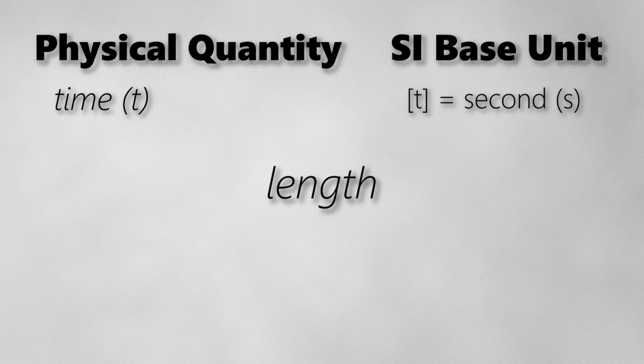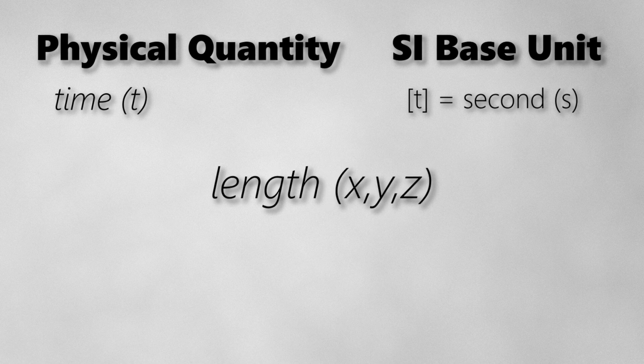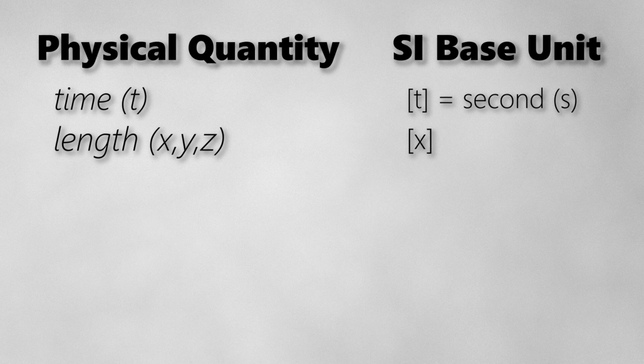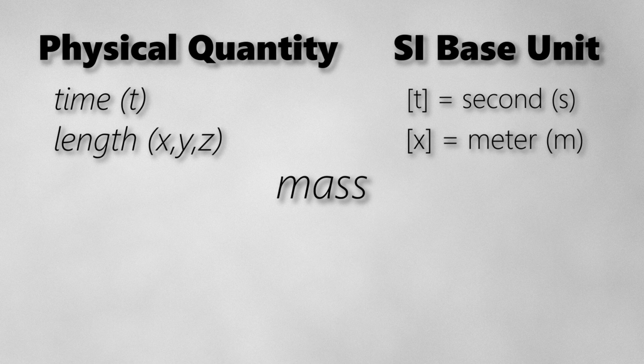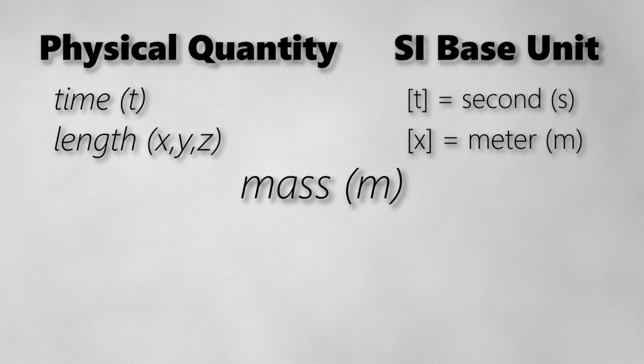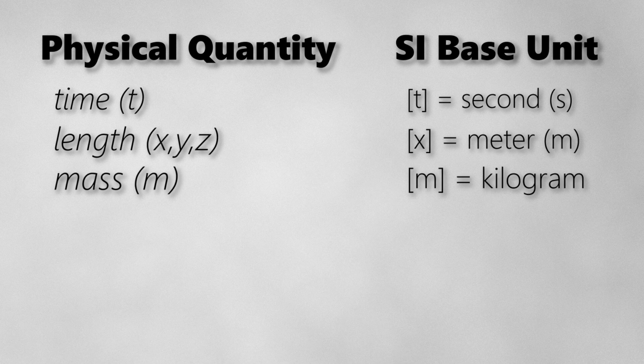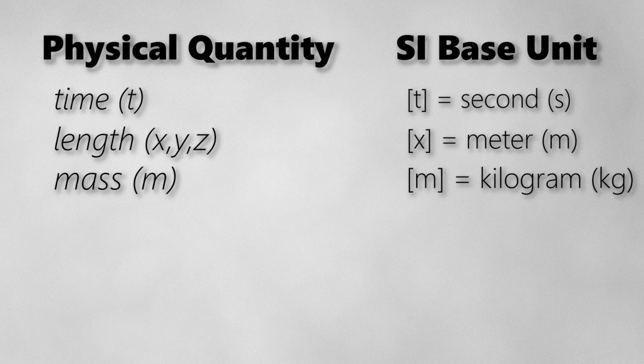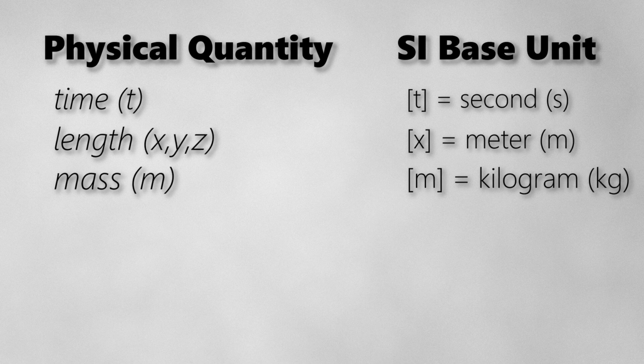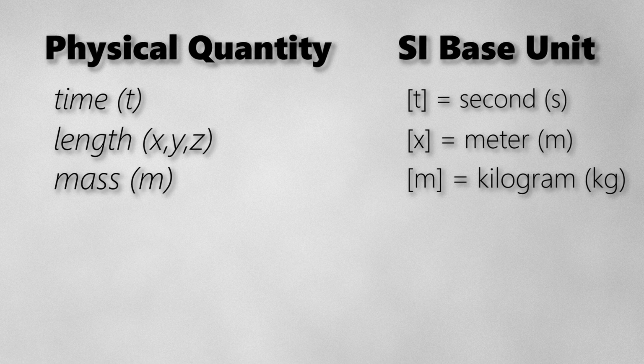Number 2, length, often symbolized with an italic x, y, z in a Cartesian coordinate system. The associated base unit is the meter, abbreviated with an m. Number 3 is mass, and is symbolized with an italic m. Make sure not to mix this symbol with the meter base unit. The SI base unit for mass is the kilogram, abbreviated kg. This is the only SI base unit that comes with a prefix, which is, in this case, kilo for 1,000. We'll cover more about prefixes later, but just know that for mass, the established SI base unit is the kilogram, not the gram.